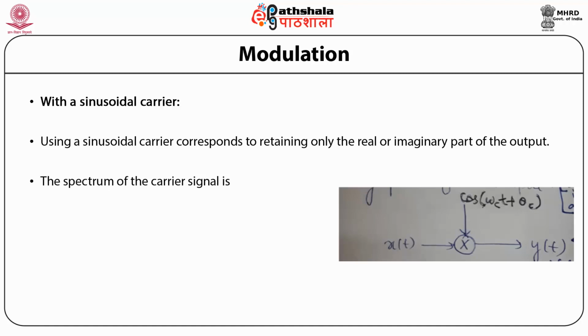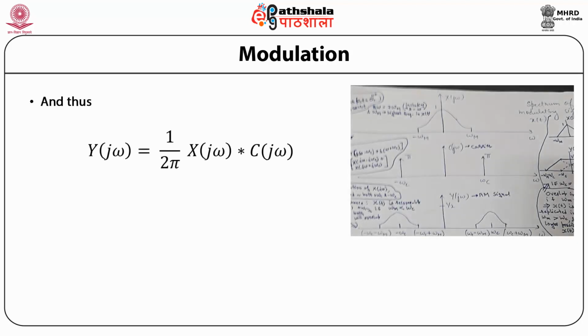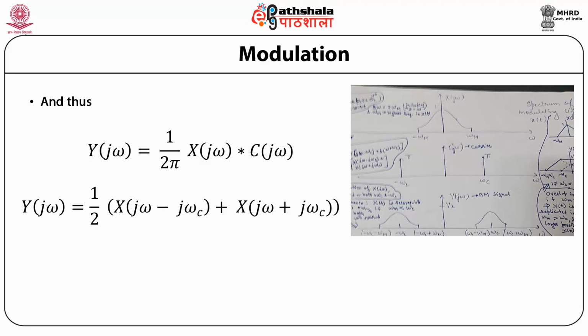So the spectrum of the carrier signal is C(jω) = π[δ(ω − ωc) + δ(ω + ωc)], and thus Y(jω) = (1/2π) X(jω) convolved with C(jω), where Y(jω) is equal to half of [X(j(ω − ωc)) + X(j(ω + ωc))]. So this is shown in this figure that Y(jω) has the two components, that is the lower sideband and the upper sideband, which are having frequency ωc − ωm and ωc + ωm.